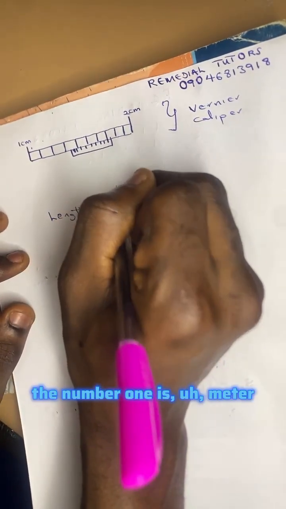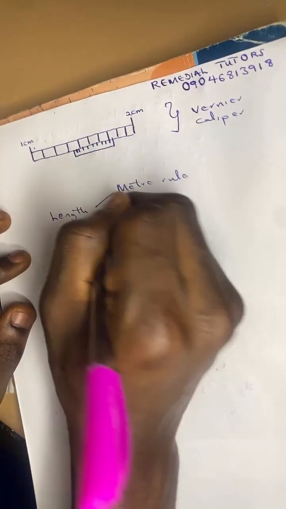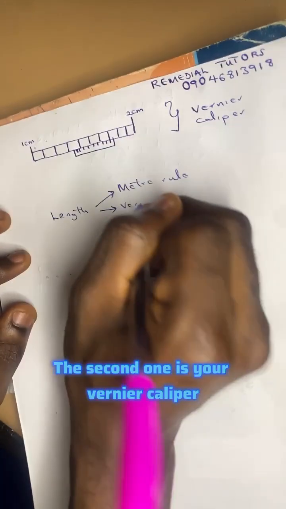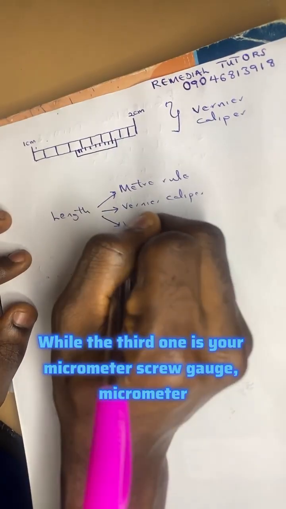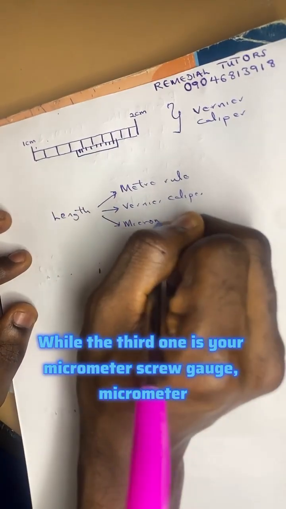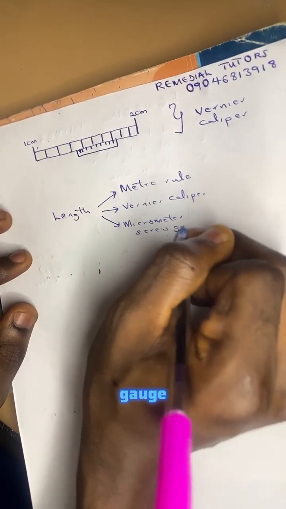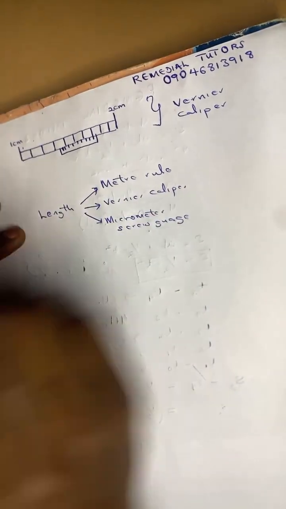Number one is your meter rule. The second one is your vernier caliper, which we are discussing today. While the third one is your micrometer screw gauge. That's the third one. So now, the meter rule.